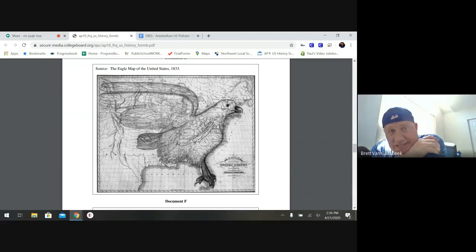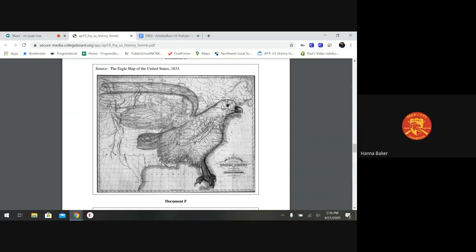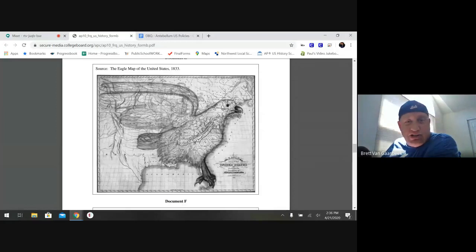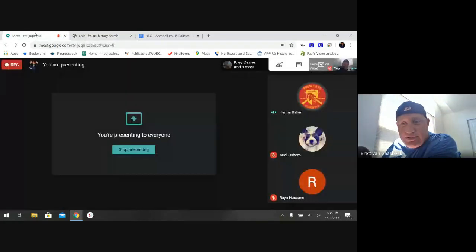Keep in mind, this is United States map, 1833. In all honesty, I thought this was another teapot-like source, in my opinion. It's just as dumb. Anybody want to venture a guess as to why they would use this?